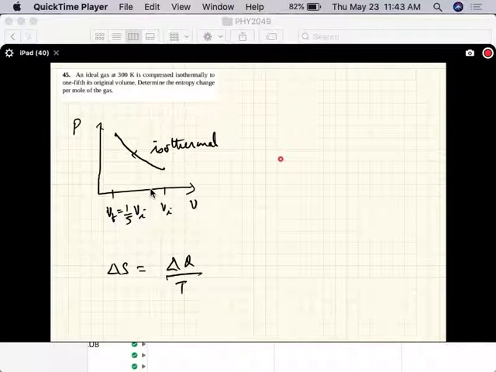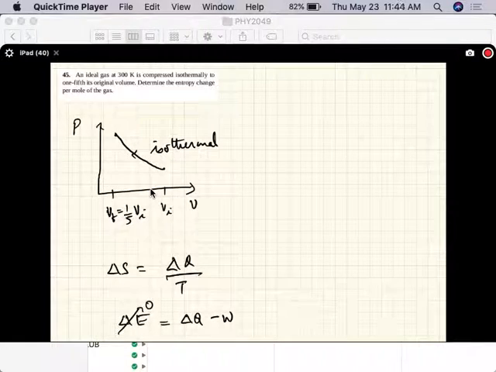All right, delta Q. Well, where are we going to get that from? Let's use the first law of thermodynamics. The first law says delta E is Q minus W. For an isothermal process, delta E is 0. The internal energy does not change because the temperature is not changing. That means the energy per particle is remaining constant.